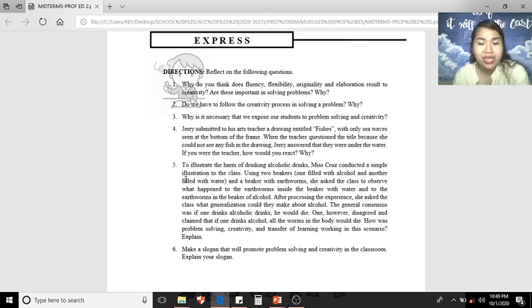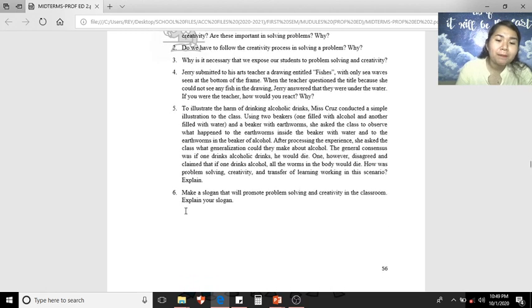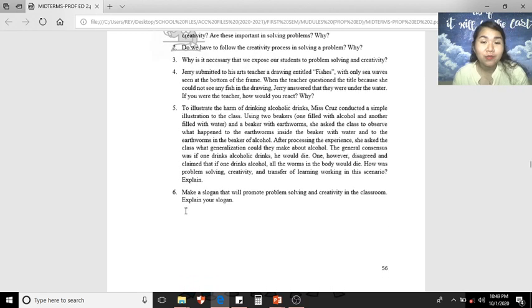So, please read the questions carefully. Okay? Then, reflect sa mga questions na provided. For number 6, make a slogan. Alam niyo ba kung anong slogan? To make it sure, slogan, basic na yan, since elementary pa tayo pinapagawa yan. That will promote problem solving and creativity in the classroom. Then, you are to explain your slogan.